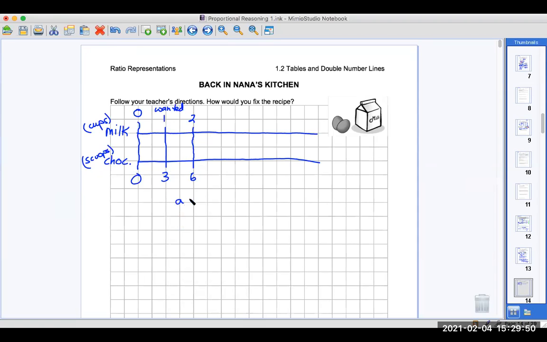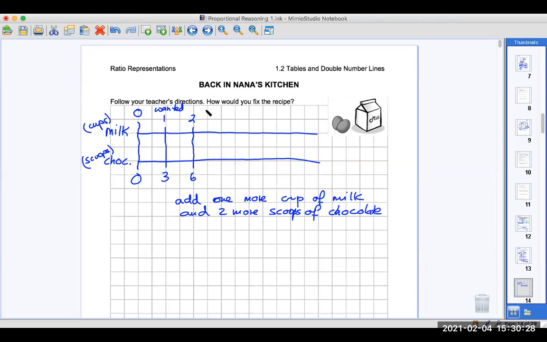Add 1 more cup of milk. And since we already have 4 in it, 2 more cups. Oh no, scoops of chocolate. If you can read that, you're good.